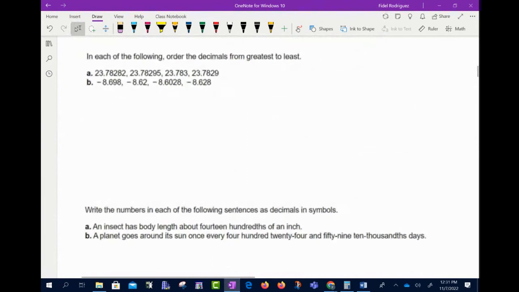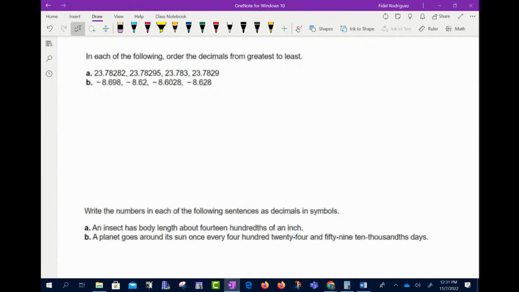Now, in looking at the next problem here, it says, in each of the following, order the decimals from greatest to least. Okay, so y'all, one thing that sometimes students have a difficult time understanding is what greatest and least mean. So think about it this way, y'all. Most kids understand words. They understand big and small. What do you think greatest would be? Do you think greatest would be bigger or smaller? How would you explain that to a little kid? Say they're in 4th grade or 3rd grade. Is greatest bigger or smaller?